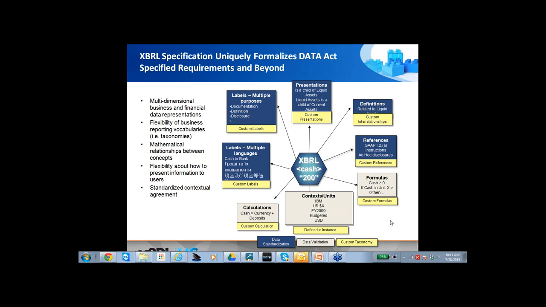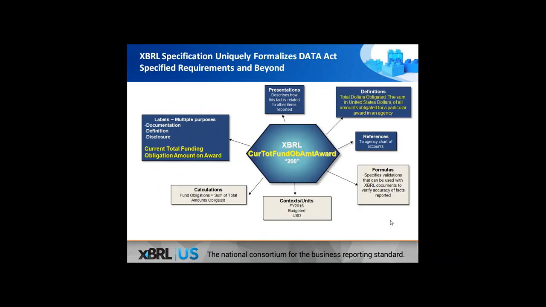Herschel, can you give us an idea on how we might apply this in the Data Act environment? Yeah, sure thing, Eric. So here's how an XBRL link-based specification could apply to a government concept. We're starting here in the center. The element shown here is the current total funding obligation amount on award, which is abbreviated in the center hexagon shape. That concept would be used to tag a fact that needs to be reported.